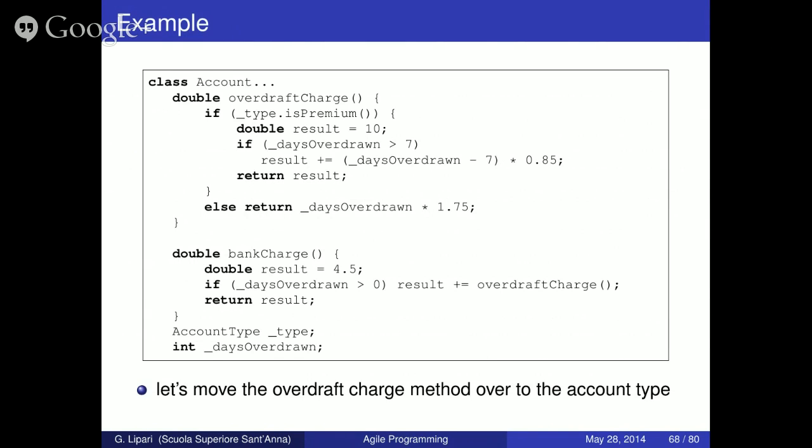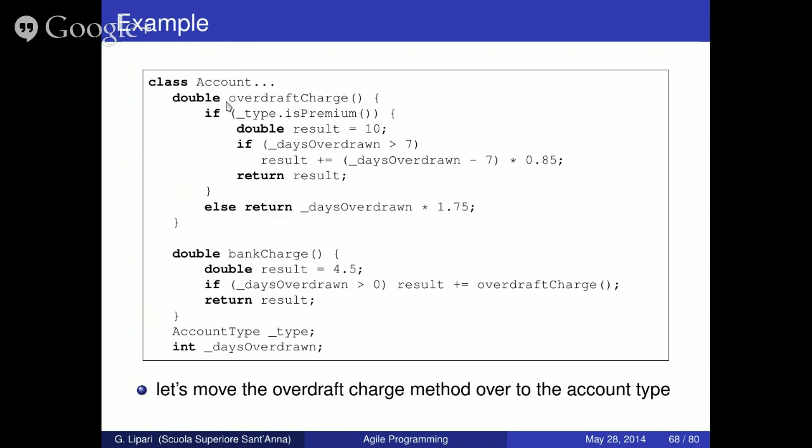Suppose you have a class Account which has an internal object which is called account type. So Account has AccountType, and this is an object which is called type. And then you have another variable that is called days overdrawn.